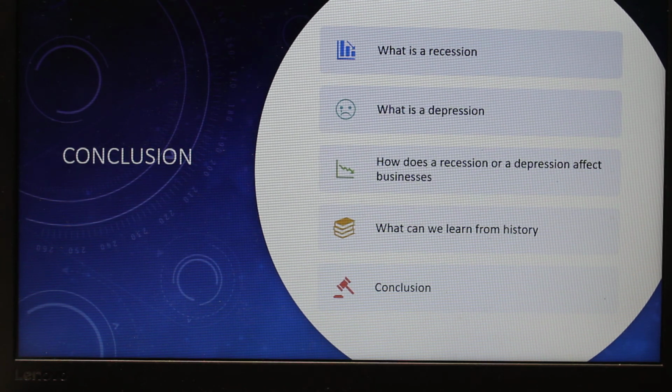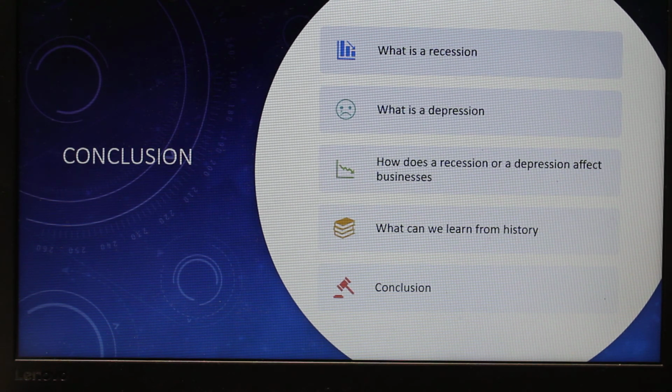What can we learn from history? We can learn that in the 1930s, the recession lasted from 1929 to 1933. So it can last up to 3 years. And the full recovery actually took 7 years to reach pre-growth level. So these are some of the things that we can learn.